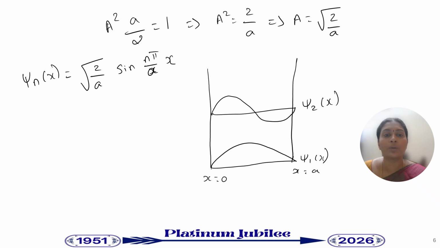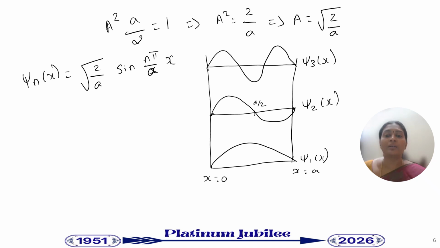One is at x is equal to 0, the second one is at a by 2, and the third one is at x is equal to a. And similarly, for the third state of our wave function psi 3 of x, it is going to have 5 nodes. So it means that the wave function is having n plus 1 nodes. The normalized wave functions are having n plus 1 nodes.